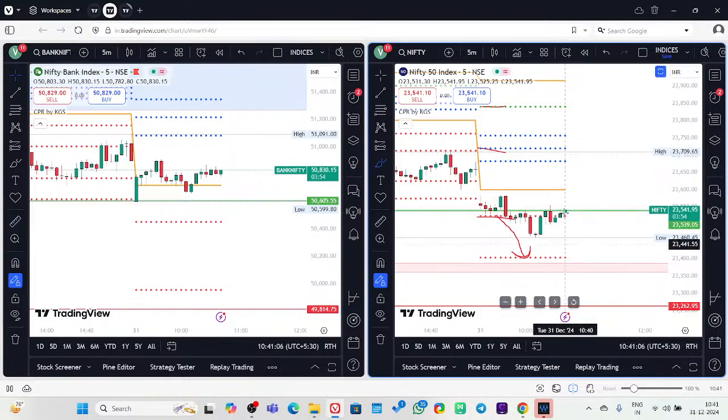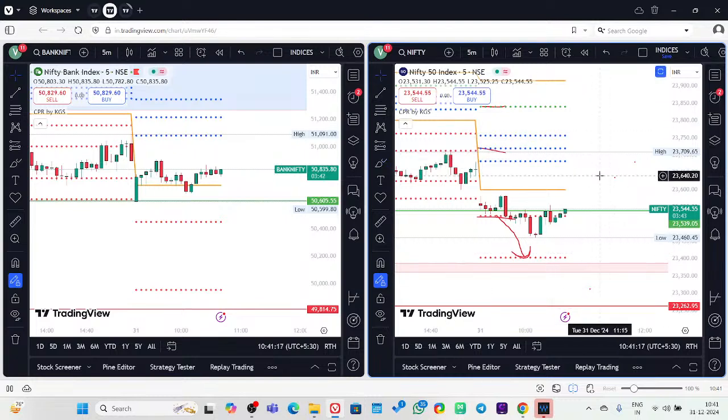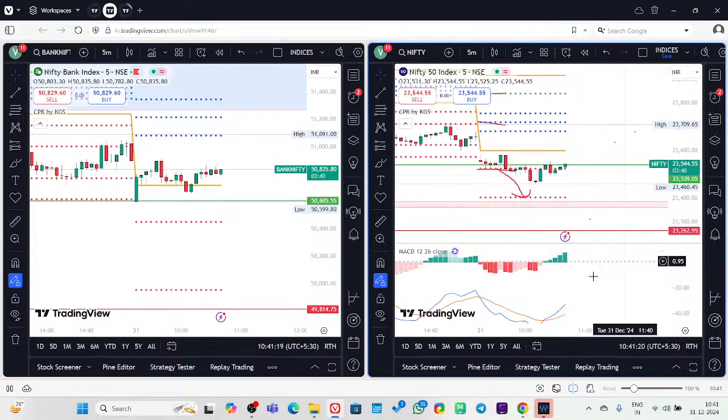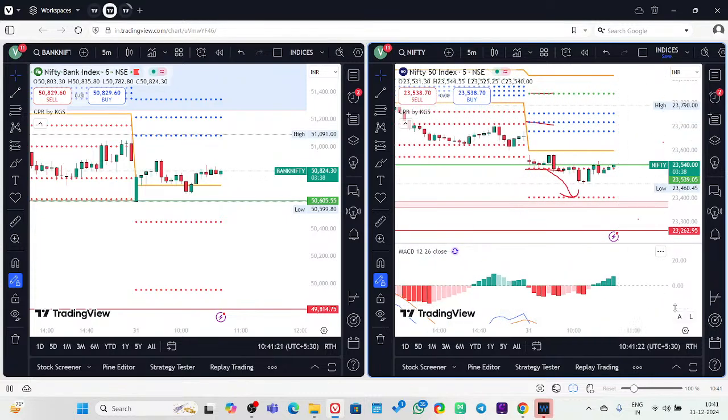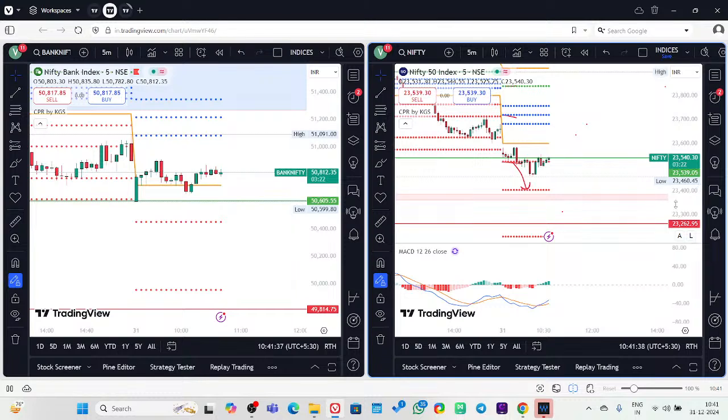For example, the CPR pivot point system. Pair it with some momentum indicators. Let me show you my momentum indicator. My momentum indicator is MACD. So when the strategies in the CPR system align with the momentum of the MACD, then I would love to take the trades. So this is a process, not a destination.